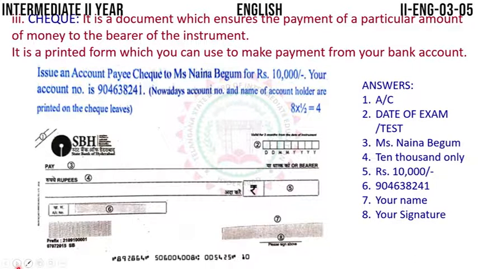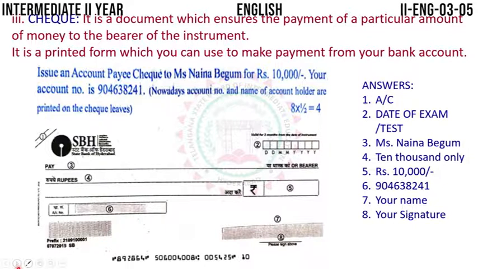Let's see check. What is a check and how you are going to pay this one. So, check is a document which ensures the payment of a particular amount of money to the bearer of the instrument. It is a printed form which you can use to make payment from your bank account. So, we have seen that there are withdrawal forms or paying slips in previous presentation. Now we are going to deal with another form available in bank, that is check.